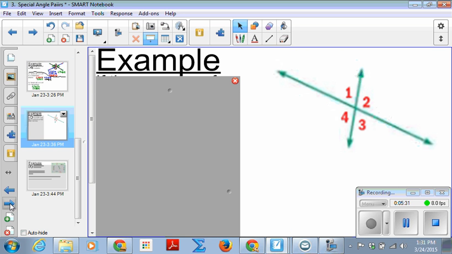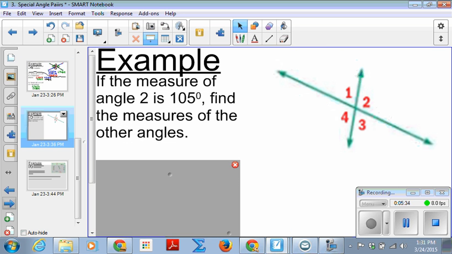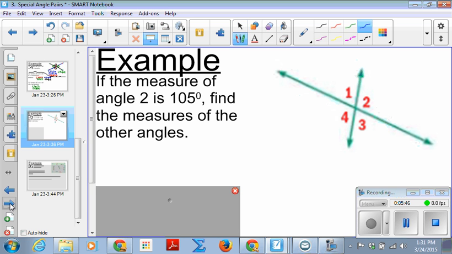Okay, now we have this drawing. We're going to apply some numbers here, some measurements. So if the measure of angle 2 is 105 degrees, we're going to find the measure of all the other angles. We can go about this any way we want. There are a couple of methods of doing this. I'm going to go ahead and write in 105 right over here. Kind of helps me to see it.